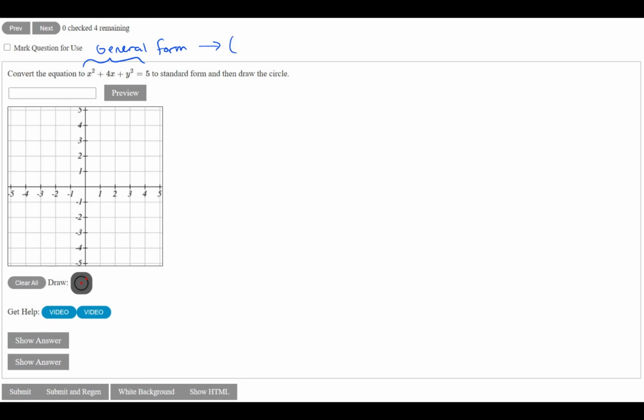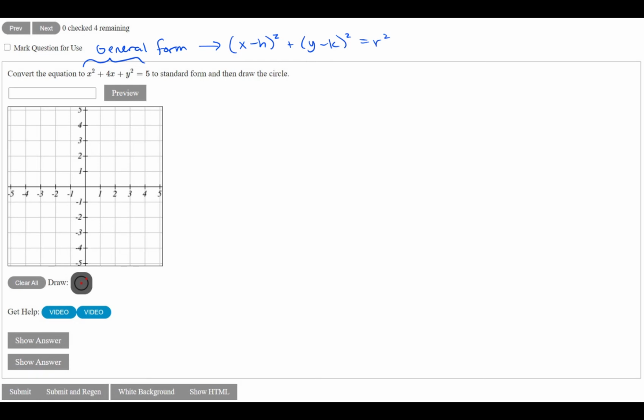The standard form is also known as center radius form, but it is x minus h quantity squared plus y minus k quantity squared equals r squared. And the advantage is it's easier to identify what the center and the radius are from standard form, making it easier to graph. So we'll take the time to change first, and then we'll graph.